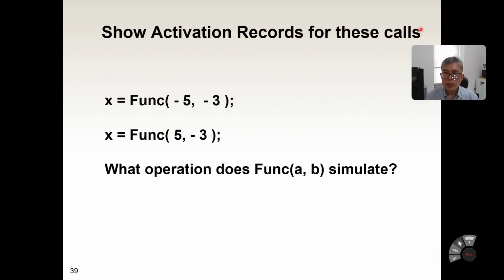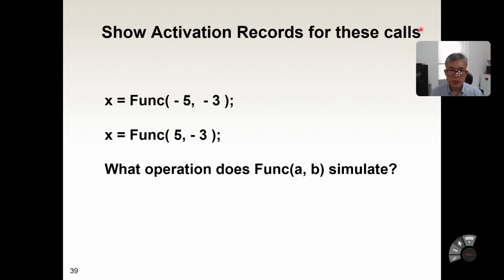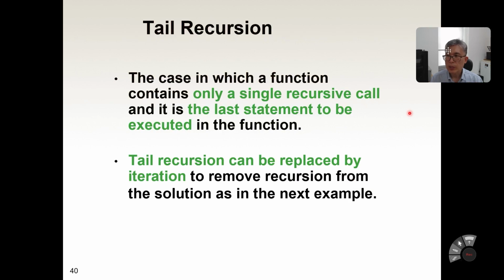Show activation records for these calls. The first one is func(5, -3), the B case. The second one is 5, this is -3. So for the B case, if it is the negative case, we have the second, the general case, right? So what operation does the func(A, B) simulate? We can see based on the code before.